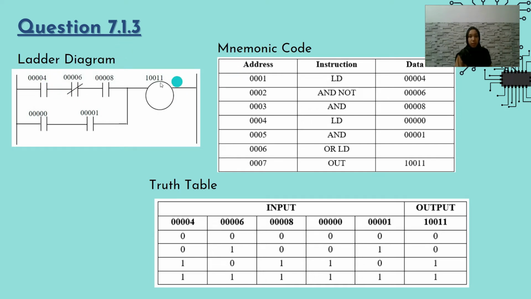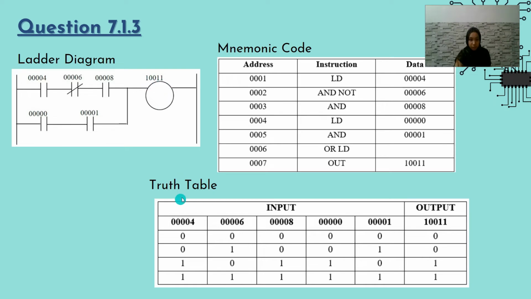mnemonic code. So from the ladder diagram, here is the load with the data 00004, and here is the AND NOT with the data 00006. Here is AND, and this one is load. Here is AND, and we have OR load. Here is the out 10011.